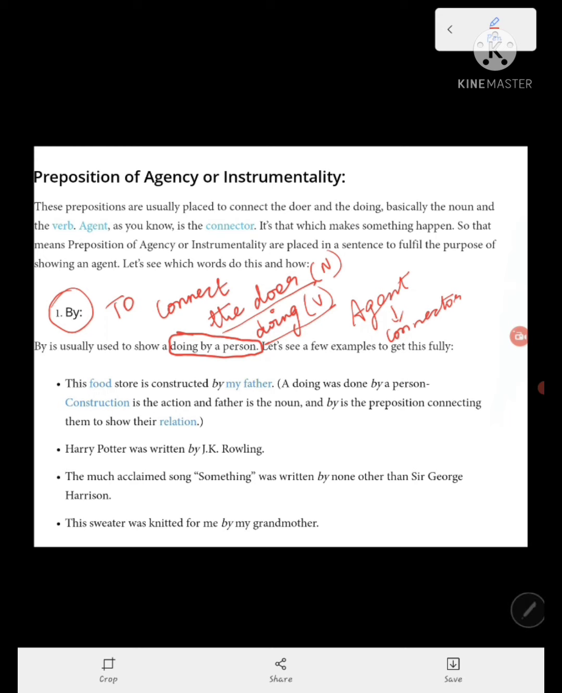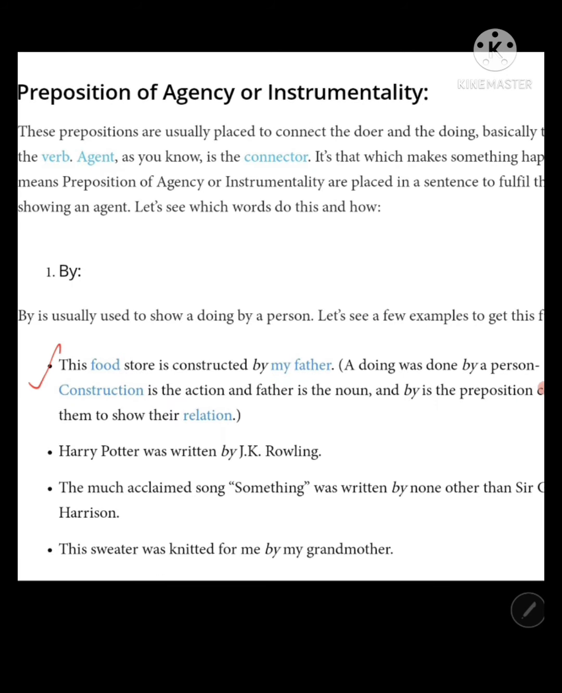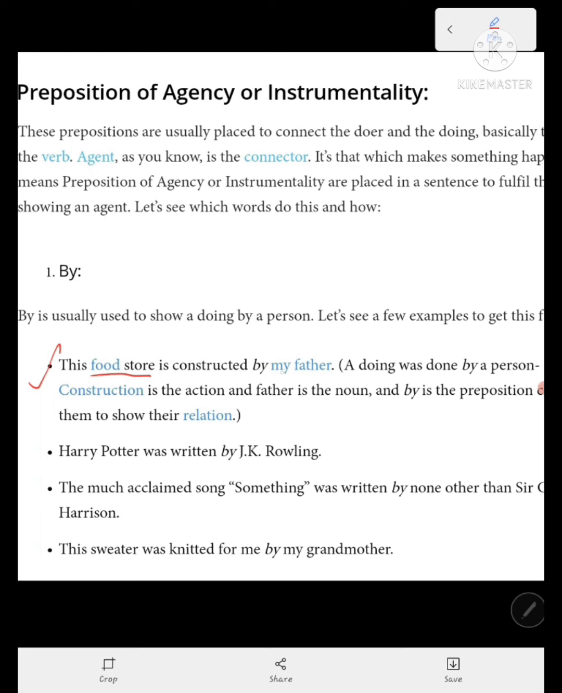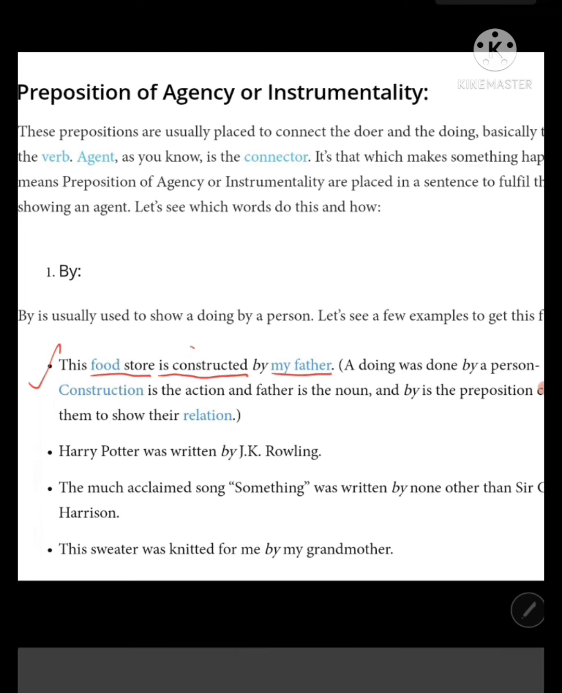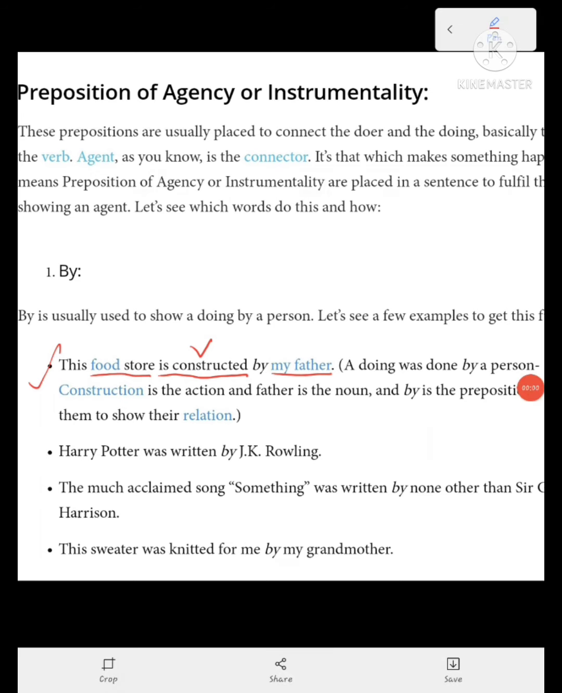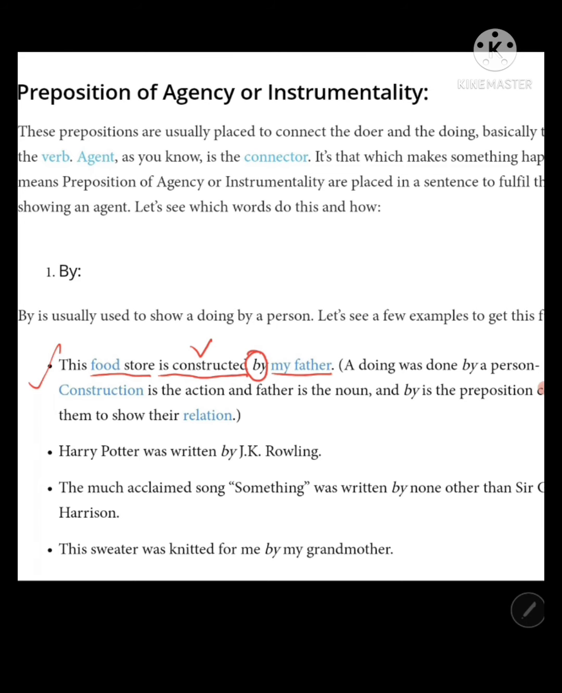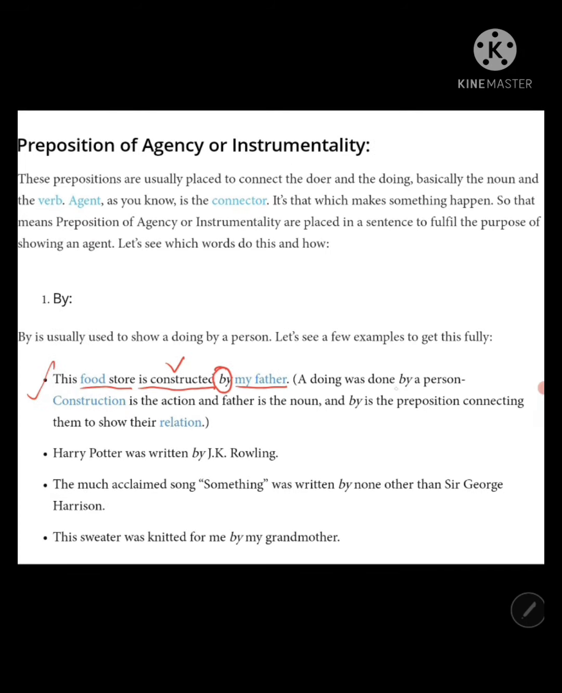Let us see a few examples to get this fully. This food store is constructed by my father. First identify the verb: is constructed. Who constructed this food store? By my father. My father constructed this food store. So by my father. A doing was done by a person.